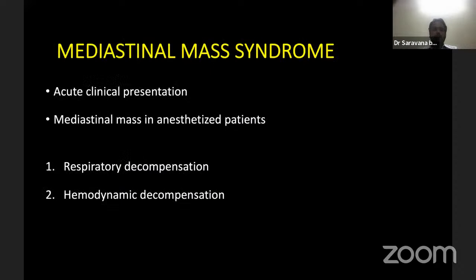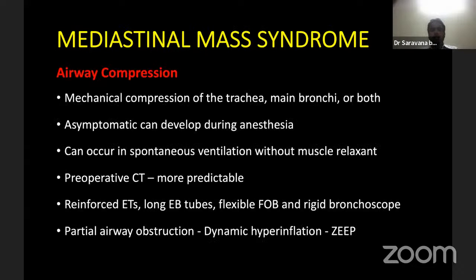So next, the most important syndrome which has been described is the mediastinal mass syndrome. It is nothing but the clinical presentation of a mediastinal mass in anesthetized patients. As I already discussed, it may result in respiratory decompensation and hemodynamic decompensation. The respiratory decompensation occurs due to airway compression, the mechanical compression of the trachea and main bronchi by the tumors. The patient can be asymptomatic and develop it during anesthesia. As I already told, this may be the intermediate group of patients who may not have any symptoms, but once you induce anesthesia, it may produce a sudden mass effect on the trachea and the bronchi. So it can occur in spontaneous ventilation also.